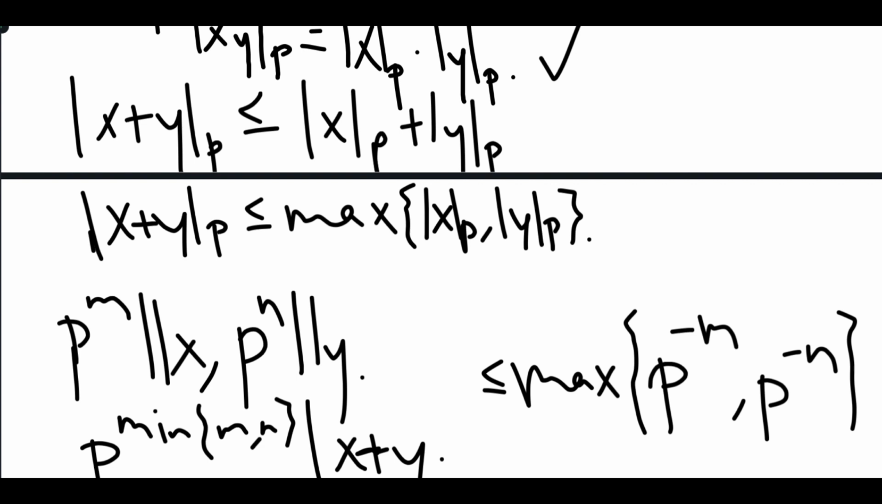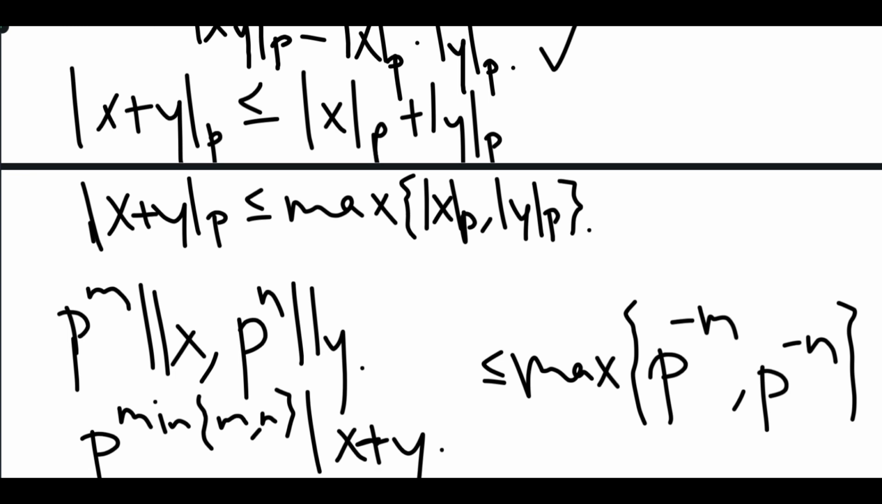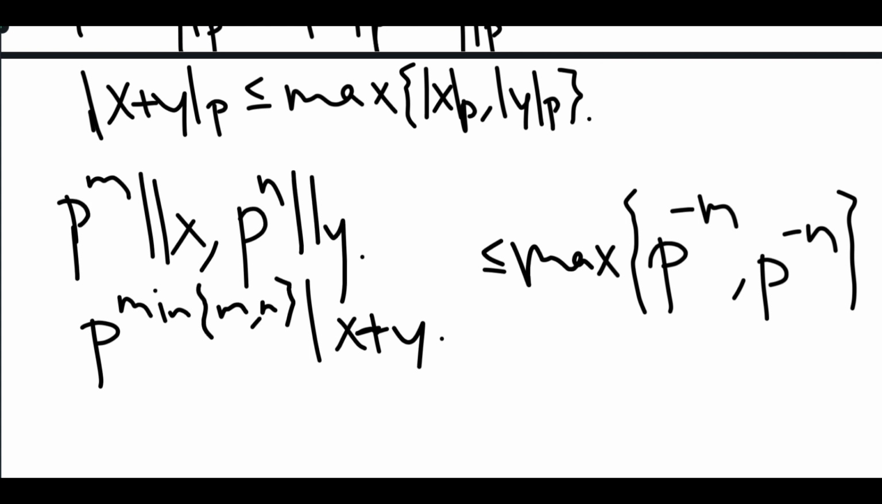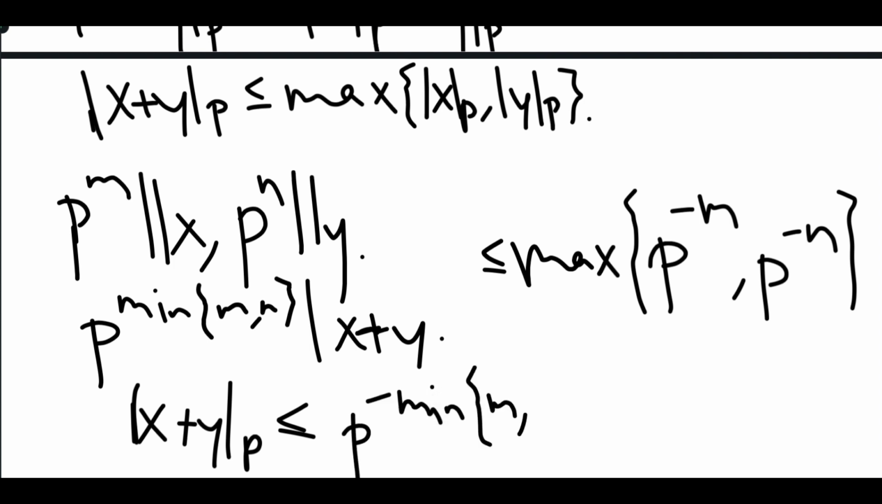Now when we take reciprocals, we're going to get exactly the right-hand side. So this says that the p-adic absolute value of x plus y is at most p to the minus minimum of m and n. If x plus y is divisible by a larger power of p, the absolute value will be smaller than that, but that is an upper bound. And this is the same as taking p to the minus m and p to the minus n and taking the larger of those two.